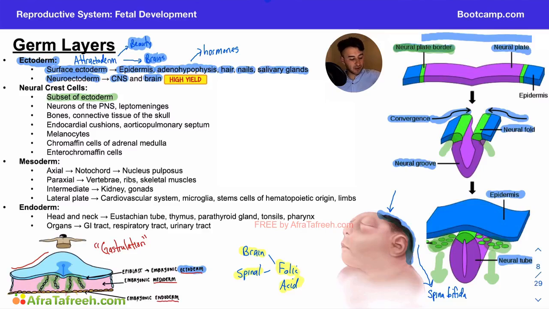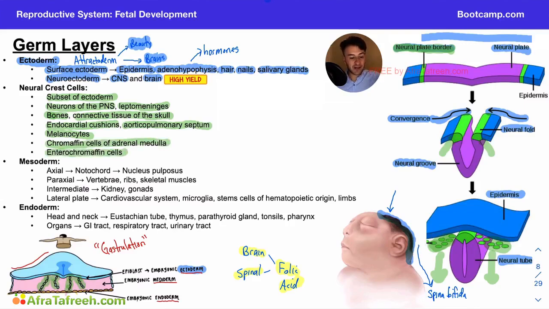So let's go over some of those structures. We're going to have neurons of the peripheral nervous system as well as the leptomeninges, and then our neural crest cells are also going to form the bones and connective tissue of the skull. Specifically, high yield here is going to be odontoblasts, which are going to be the precursors to our teeth. Additionally, if we move down into the mediastinum, we're going to have the endocardial cushions and the aorticopulmonary septum, which form from the neural crest cells. And then if we move into our skin, we're going to see that we have melanocytes from our neural crest. Now, some additional cell types are the chromaffin cells of the adrenal medulla, as well as the enterochromaffin cells, which we find in our gut lining.